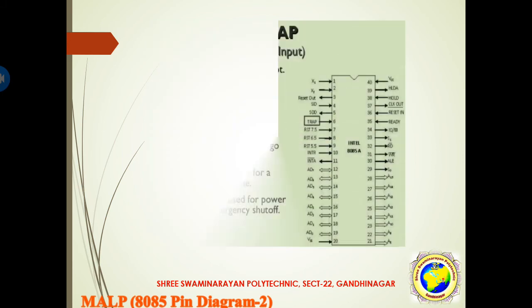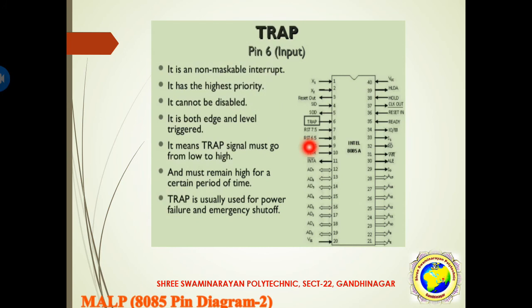Now next is our pin number 6. It is called TRAP. What is the meaning of trap? It is a non-maskable interrupt. The maskable and non-maskable types of interrupts will be discussed later on, along with total interrupts and their types. It has the highest priority. It cannot be disabled. It is both edge and level triggered.